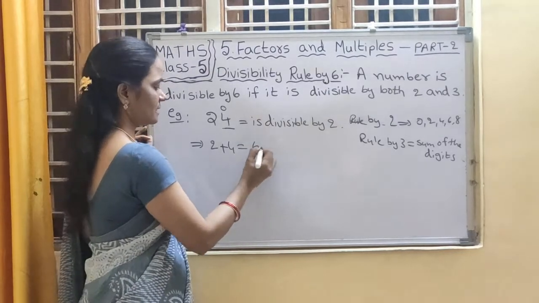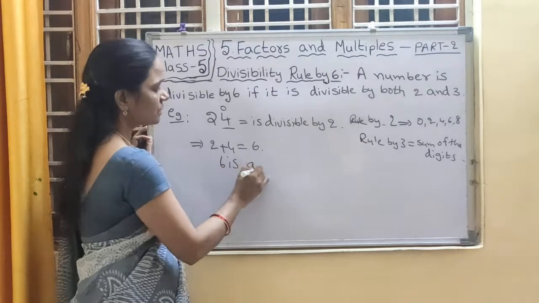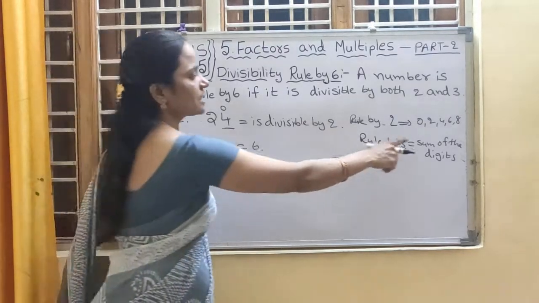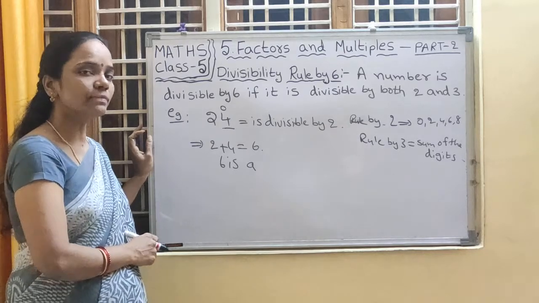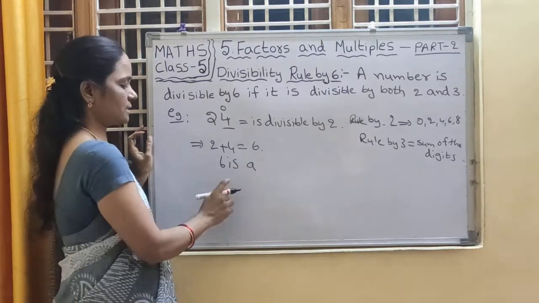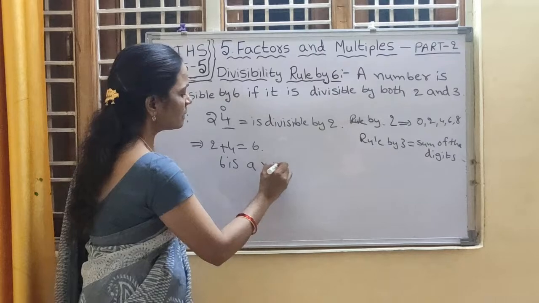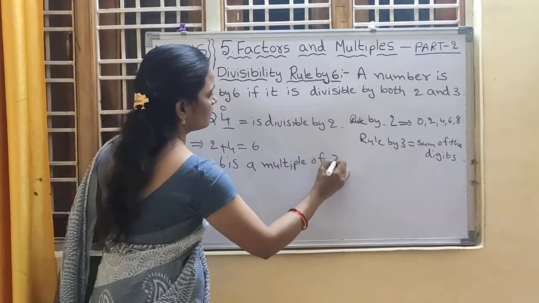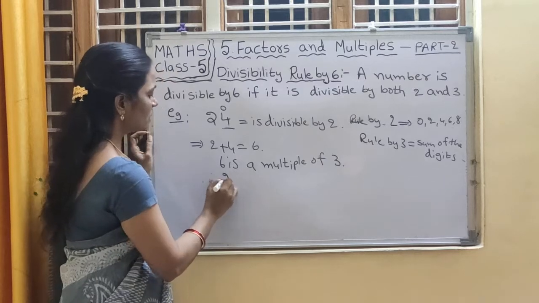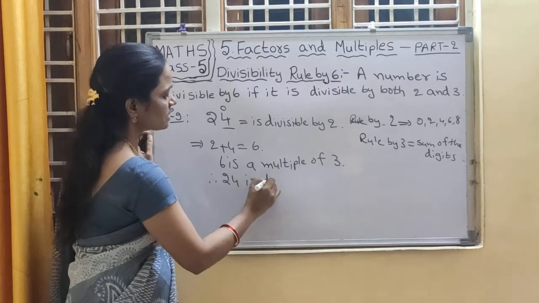And 6 is a multiple of 3. If the sum of the digits of the given number is a multiple of 3, we can say that the given number is completely divisible by 3. So 6 is a multiple of 3. Therefore, 24 is divisible by 3.